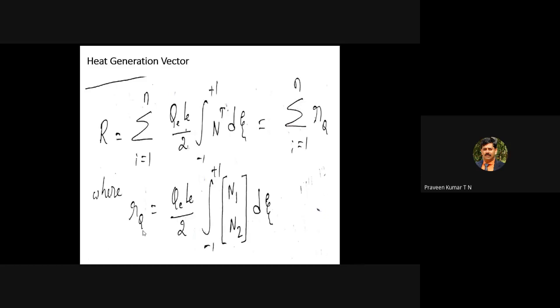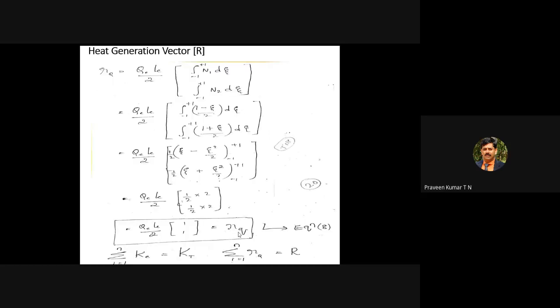element heat generation vector. We know the N1 and N2 values for the heat transfer element. N1 is equal to (1 minus xi) divided by 2, N2 is equal to (1 plus xi) divided by 2. If you substitute and apply the integration limits, we finally end with RQ, sometimes referred to as capital letter Q, which is equal to Qe Le divided by 2. Qe refers to the heat generation.